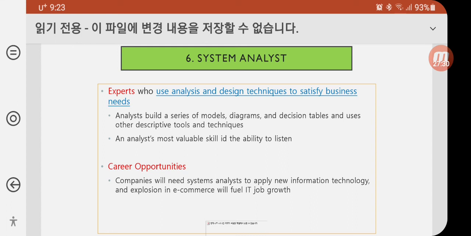Next, we review the system analyst. A system analyst is an expert who uses analysis and design techniques to satisfy business needs. Analysts build a series of models, diagrams, and decision tables, and use other descriptive tools and techniques. An analyst's most valuable skill is the ability to listen. An effective analyst will involve users in every step of the development process.